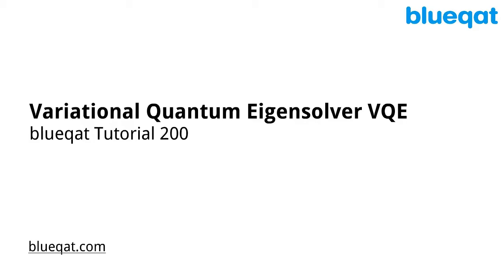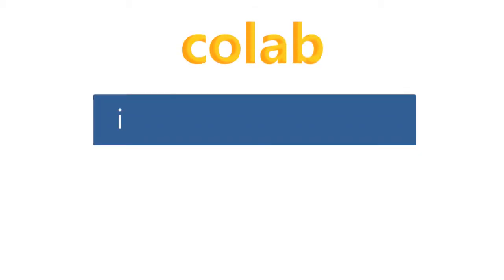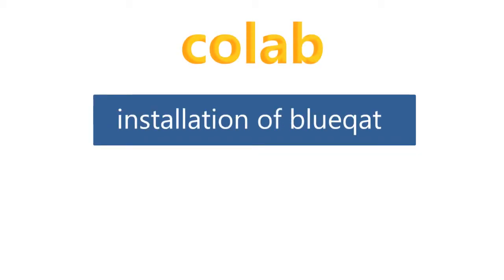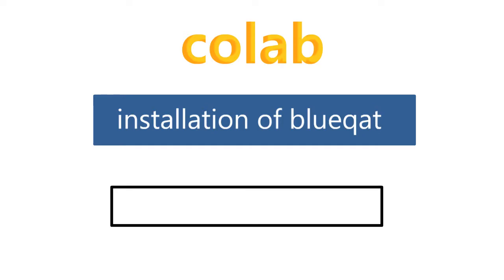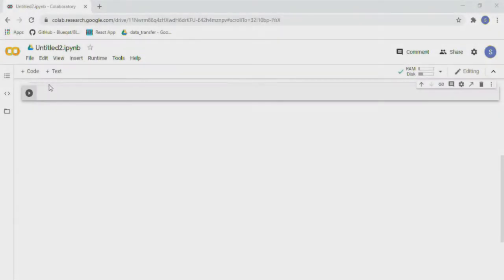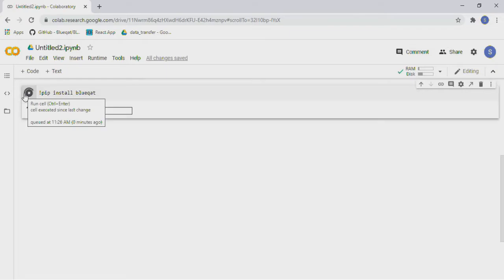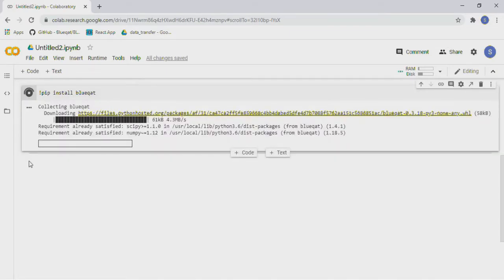Everyone, in this video we will learn about Variational Quantum Eigensolver, VQE. We will be doing this in Google Colab. Like we did in the previous video, we will start with installation of Blueqat. We can do it by using this code: !pip install blueqat. Type the code that was shown earlier in Google Colab, then click on the play button and Blueqat will be installed.